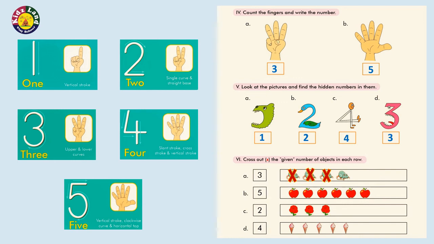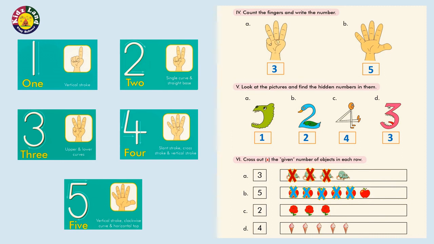Next, see the example here. We have to cross the number of pictures seeing the number on the left. That means you have to count how much number is given on the left and start crossing that many pictures. Okay, let me show you. First, what should you do? You have to cross 5 apples. 1, 2, 3, 4 and 5. Like that you have to count and cross.